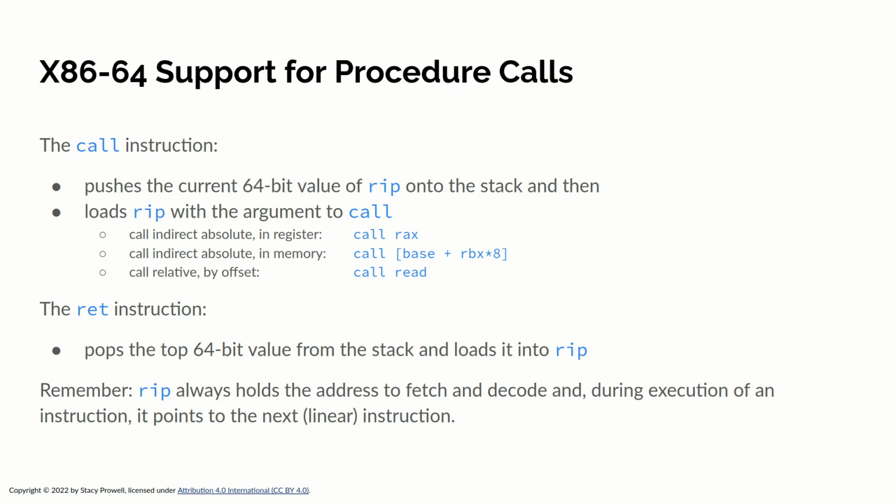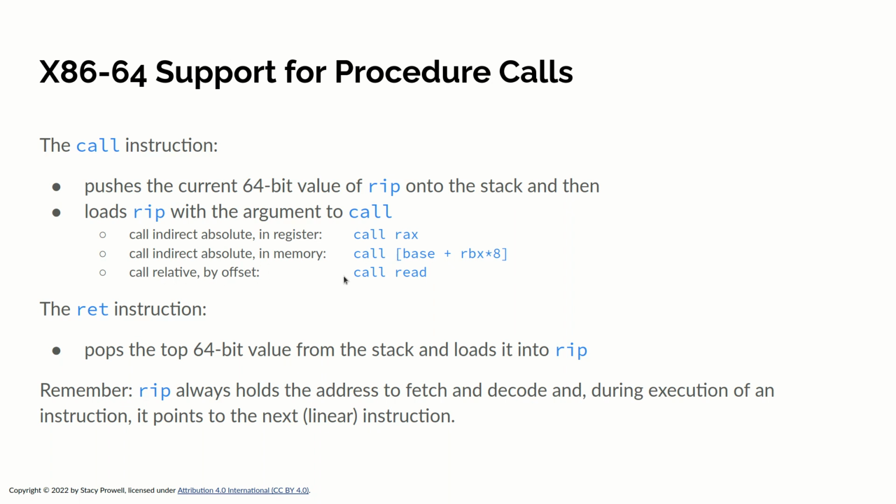We can't literally move a value into RIP. That won't work. But we can use call to have the same effect. And there are different ways to do it. I can call what I'd think of as indirect absolute. So I'm calling indirectly because I'm calling through a register, but to an absolute address. I could call, again indirectly, to an absolute address stored somewhere in memory. So this computes an address, base plus RBX times 8. That's an effective address. And I go and get the 64 bits, or the quad word, at that address, and I call it.